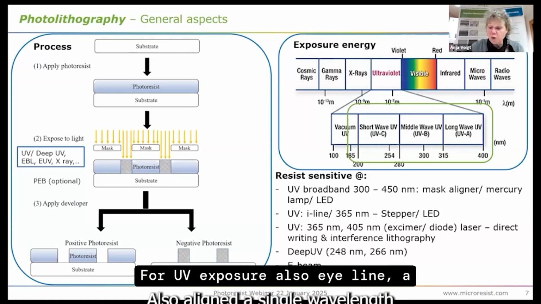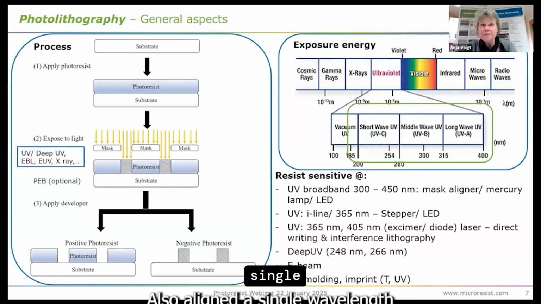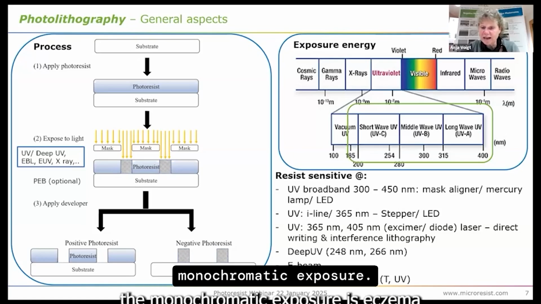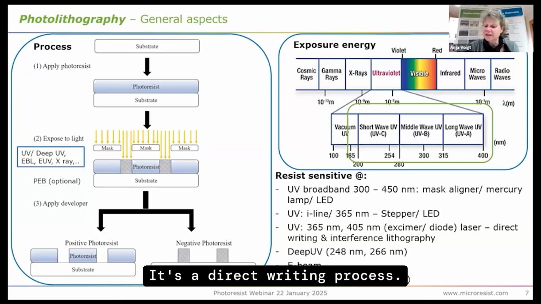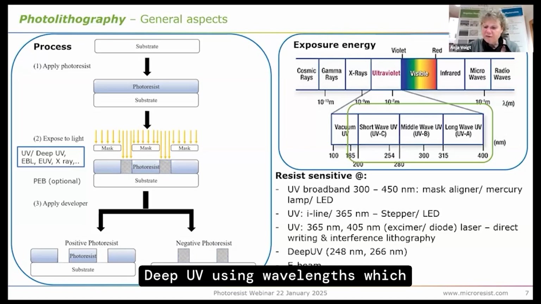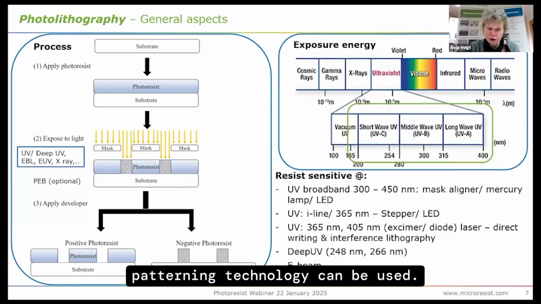For UV exposure, also I-line, a single wavelength emission, can be used with the LED or a stepper. Also, a laser can be used with a monochromatic exposure, such as an excimer or a diode laser. It's a direct writing process. Deep UV uses wavelengths which emit at shorter wavelengths. E-beam has even higher energy. Also, some kind of different patterning technology can be used.